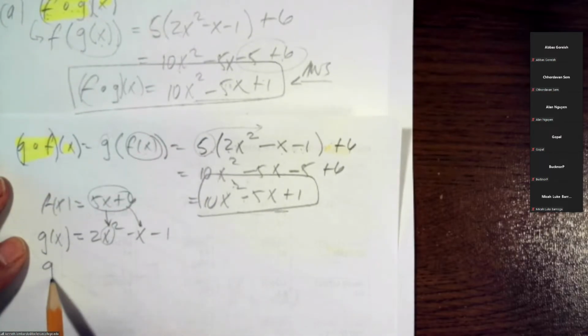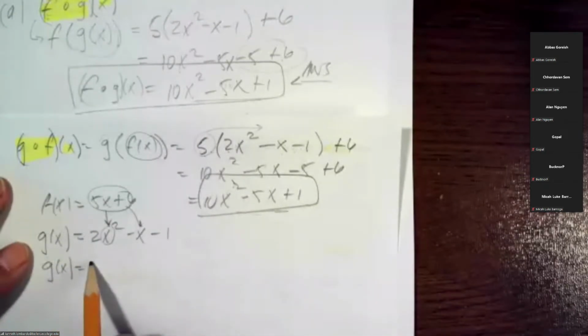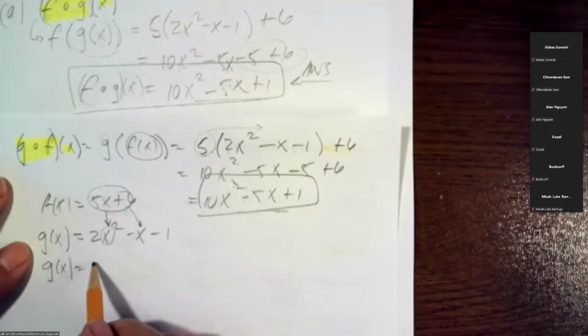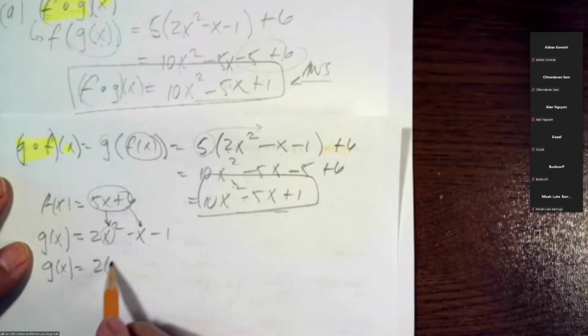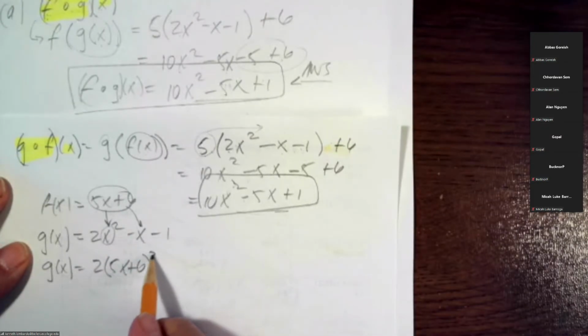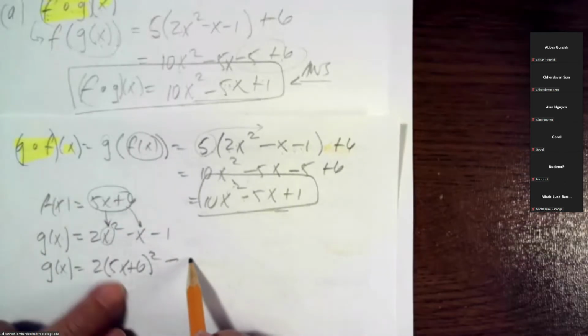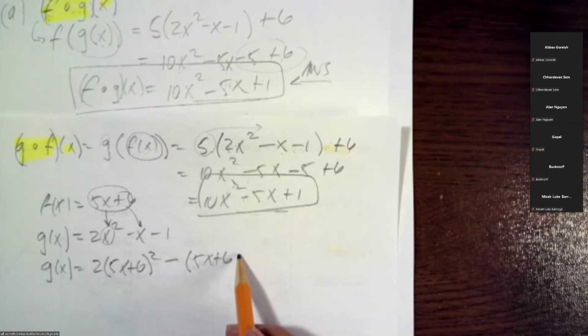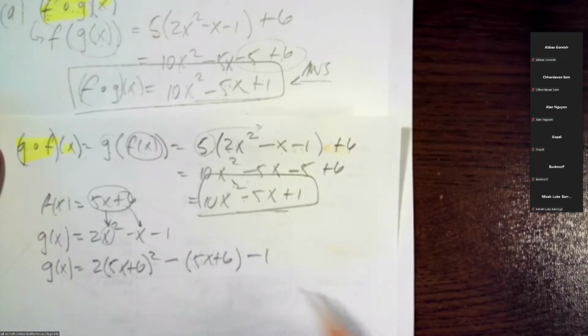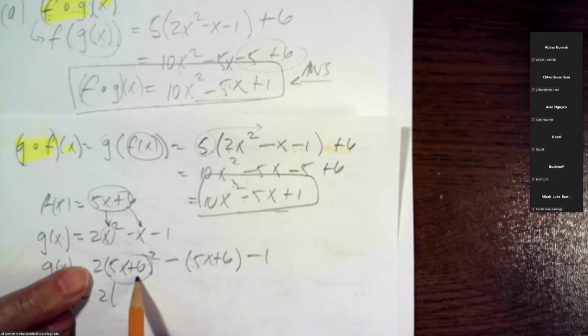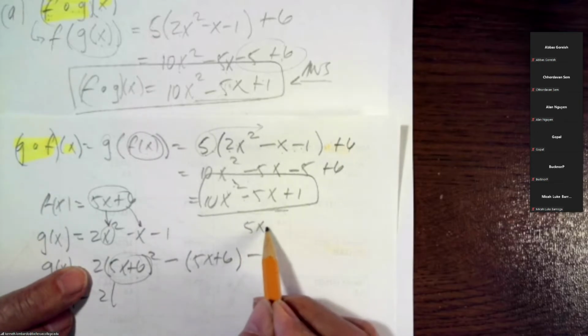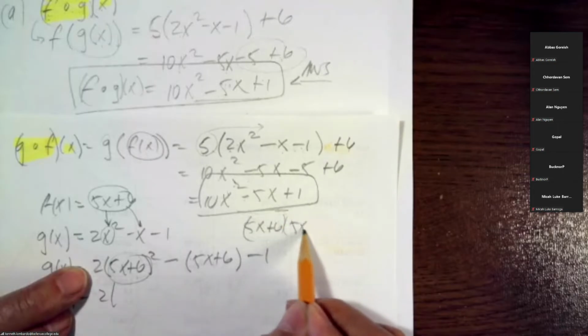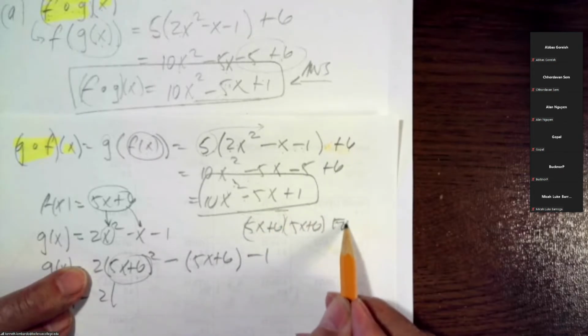Yes. Okay. g of x equals, and we said g of x is 2x squared, so that's 2, and then for x, we're going to put in 5x plus 6. We're going to square that, minus x, which is 5x plus 6, and then minus 1. Okay, so g of x equals 2 times this thing squared. What's 5x plus 6 quantity squared? 5x plus 6, 5x plus 6, and we're going to FOIL that, aren't we?